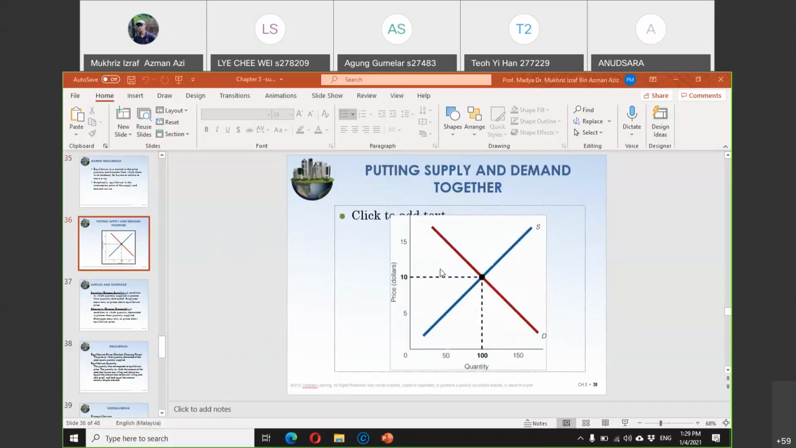So this is just the simplest way to illustrate how market price is determined. Of course, when you go to the market, you look at the price of fish, the price of vegetables, or any goods that you go and see in the market.